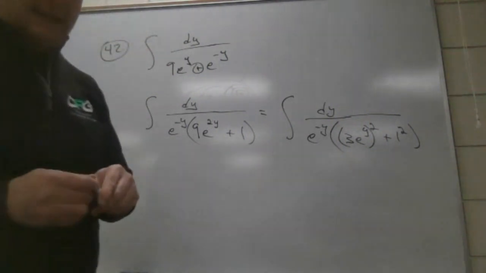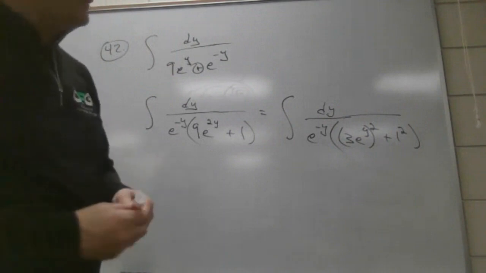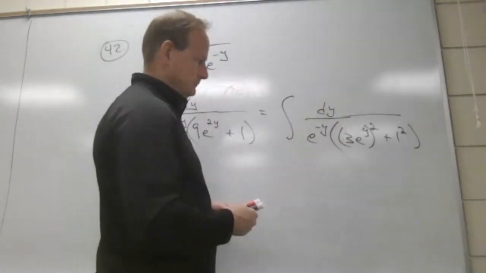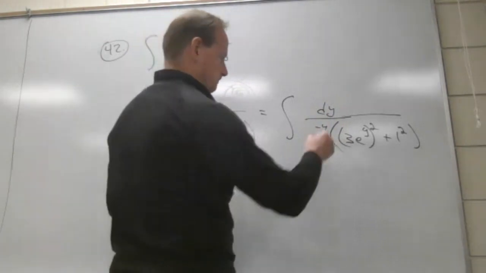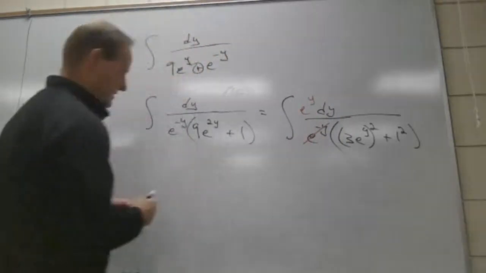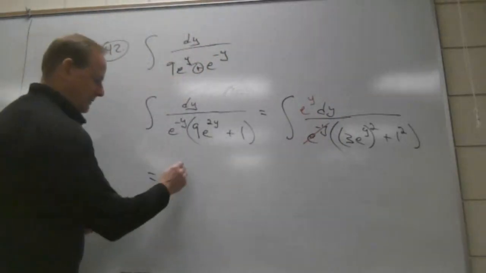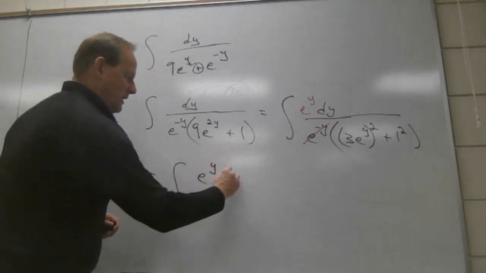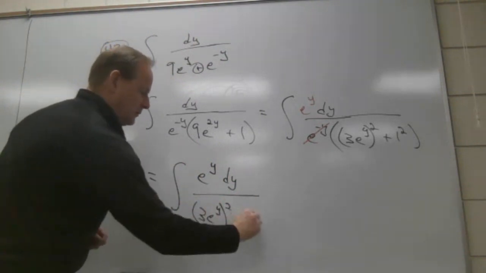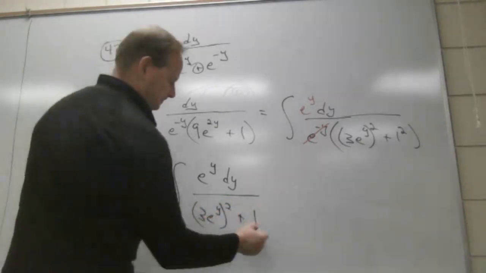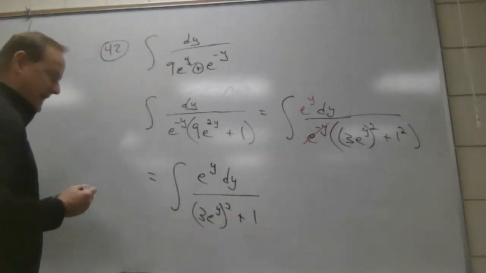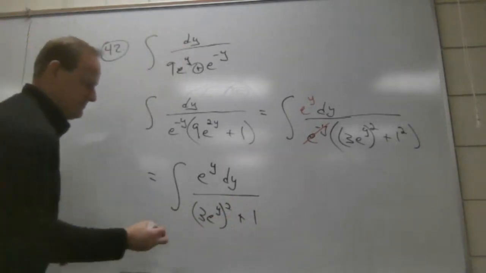So now could I let, and by the way, what can I do with that e to the minus y? Could I move it up? I can move it up, so that'd be e to the y dy. So I think this is going to give us a form that we might be able to do substitution in. So I've got e to the y dy over 3e to the y quantity squared plus 1 squared, right? Or plus 1. This kind of looks like something that we might actually be able to do something with.